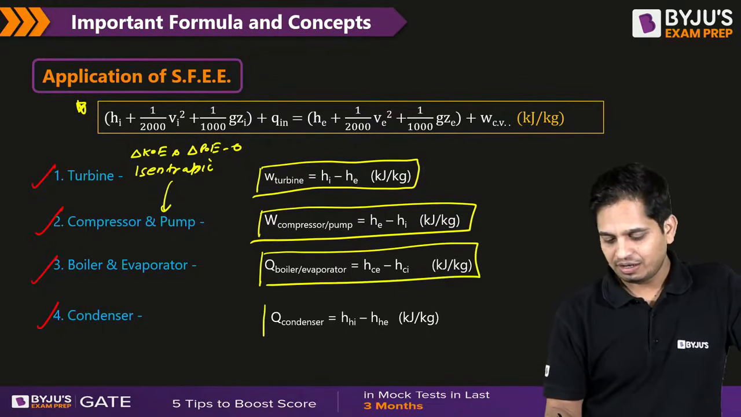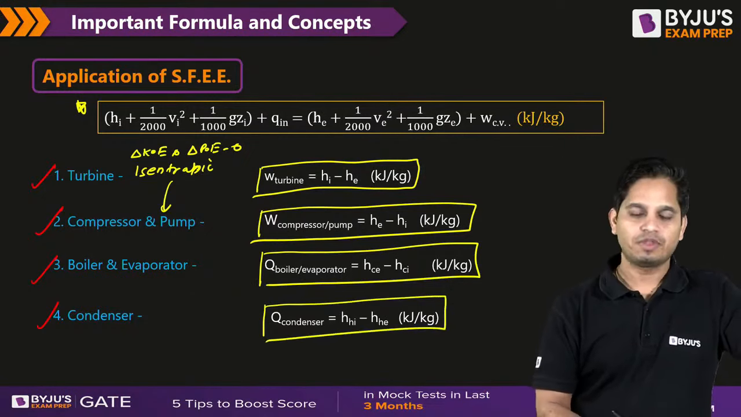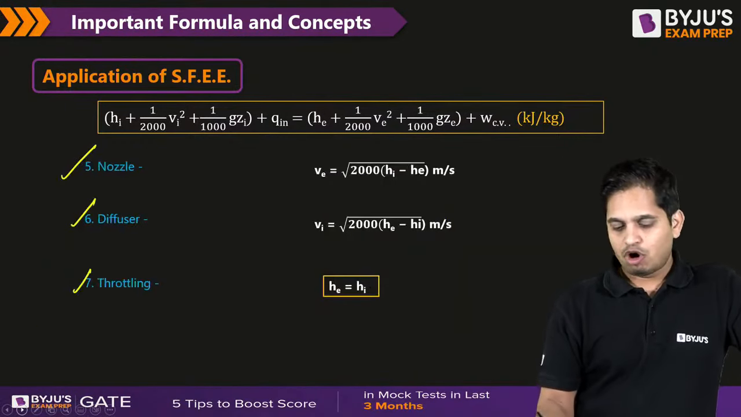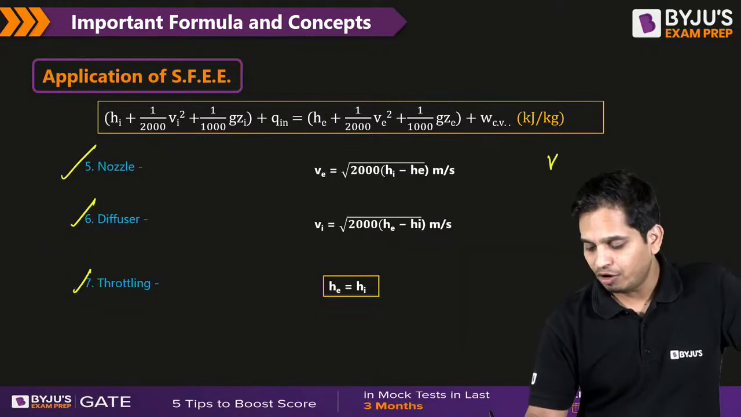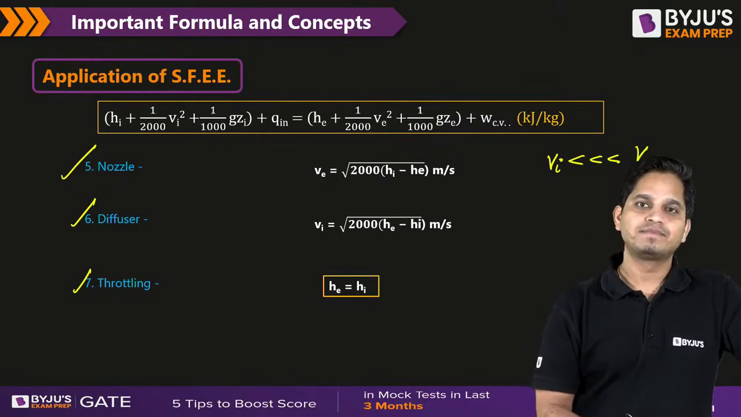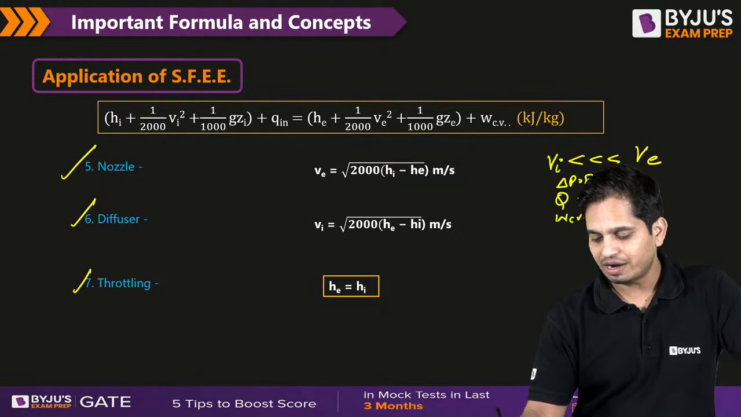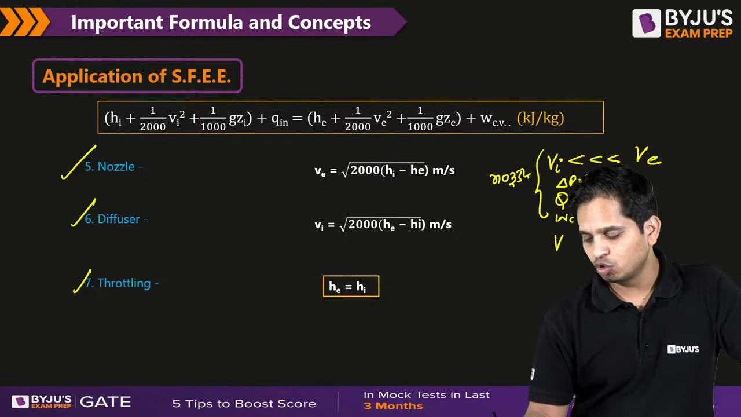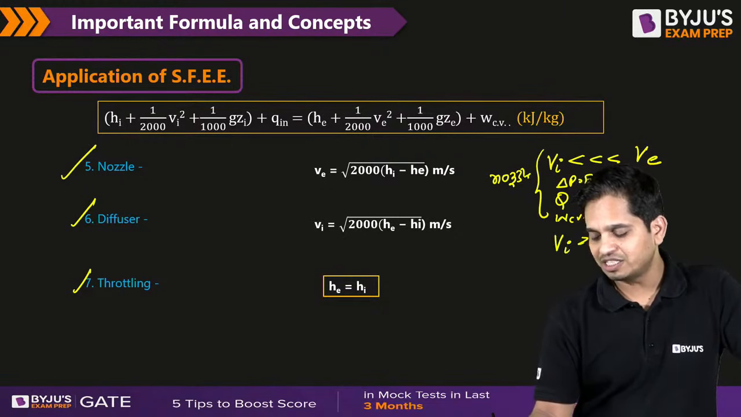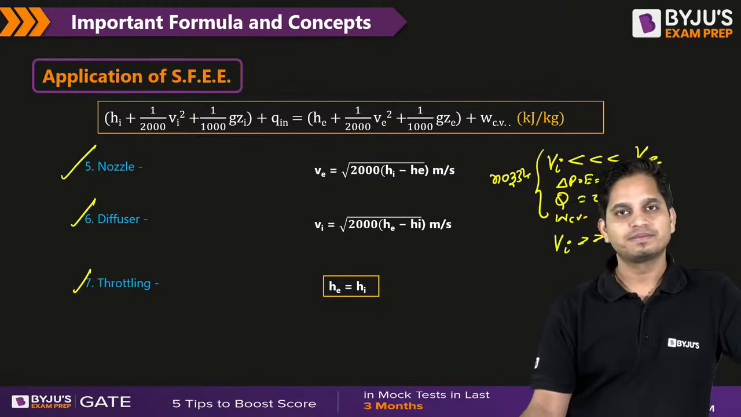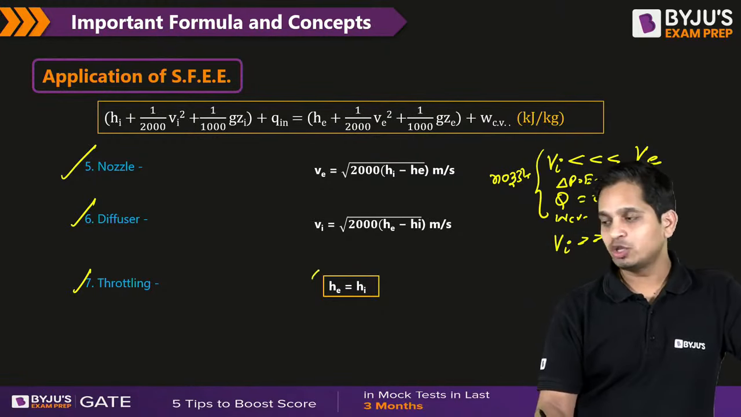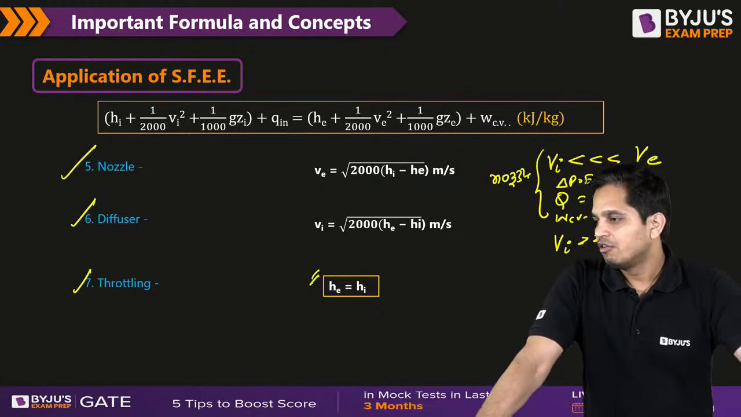This is for boiler and this is for condenser. For nozzle, we assume that inlet velocity is much less than exit velocity and potential energy is neglected. Adiabatic is there, Q is 0 and no work transfer. That is for nozzle. Similarly, for diffuser, I assume that inlet velocity is much greater than exit velocity. And throttling, we know already.